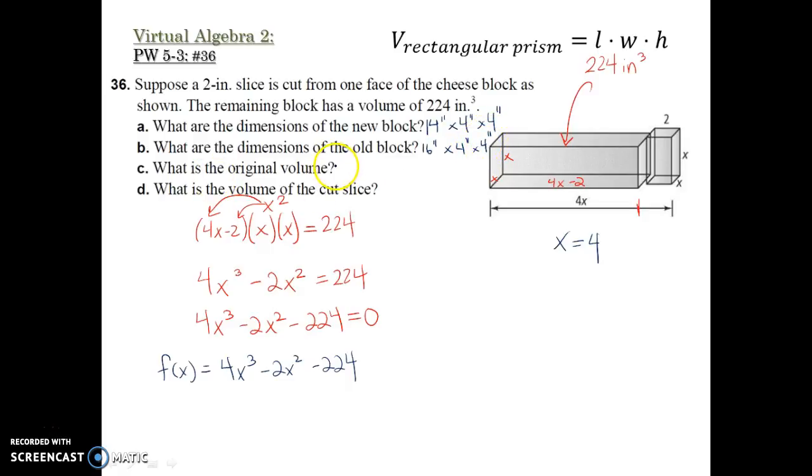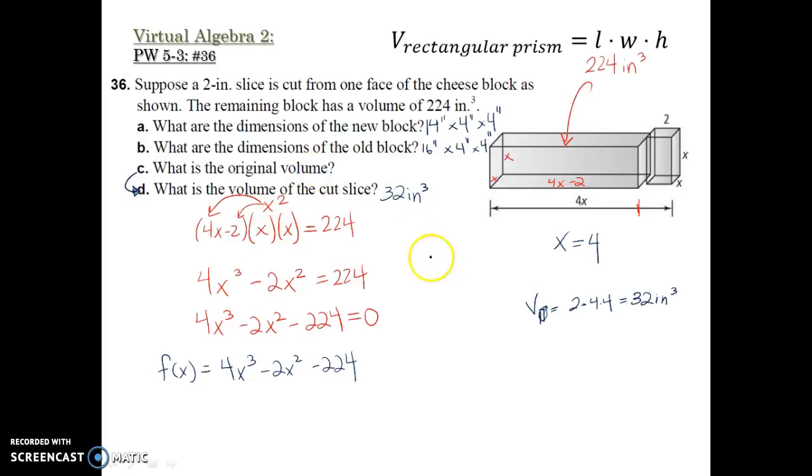What's the original volume? Well, that one's going to be easier to answer after we answer D. What's the volume of the cut slice? The volume of the cut slice is 2 times 4 times 4. So that's 16 times 2, which is 32. And this was 2 inches by 4 inches by 4 inches, so that's cubic inches. So the volume of the cut slice is 32 cubic inches.